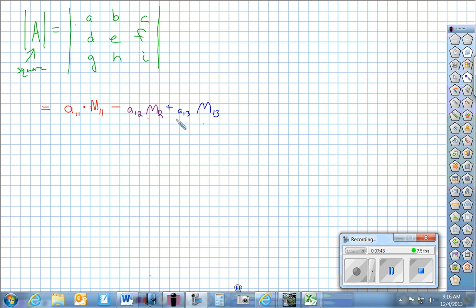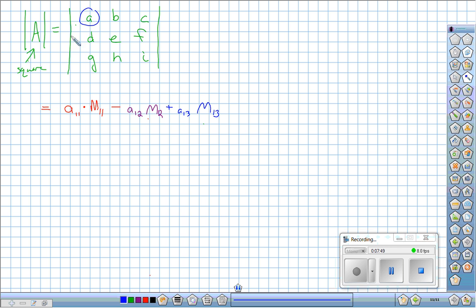Okay, so the A's represent what element it is of the big matrix A. So A, 1, 1 is this guy. That's A. M, 1, 1 is where I'm going to cross those off, and that will be finding the determinant of E, F, H, I. Then I'm going to subtract from that. So I already messed up all my colors. Sorry about that. So colors mean absolutely nothing now.